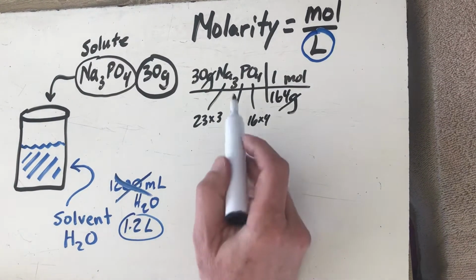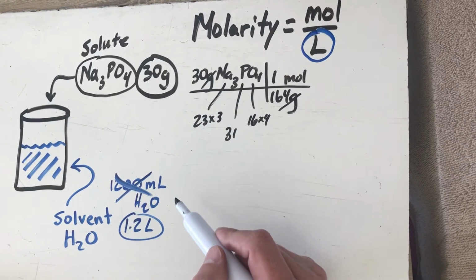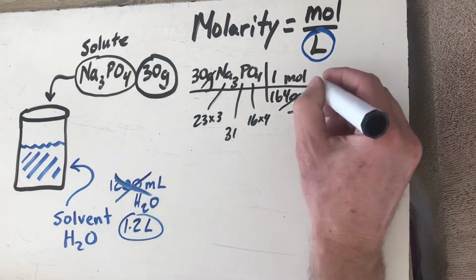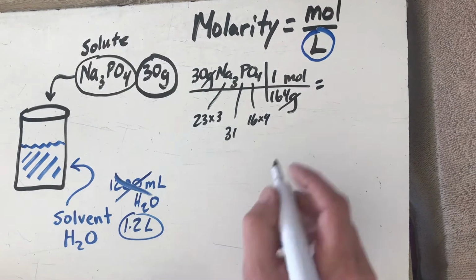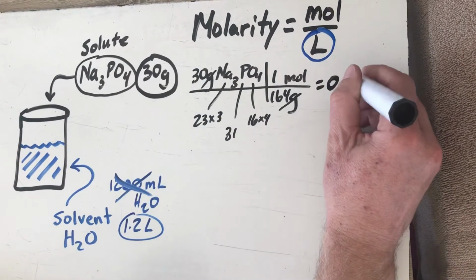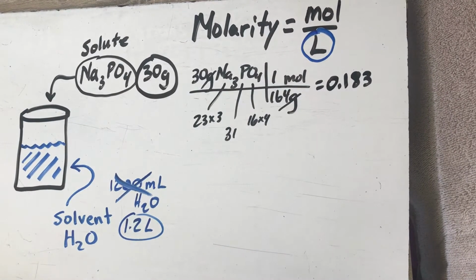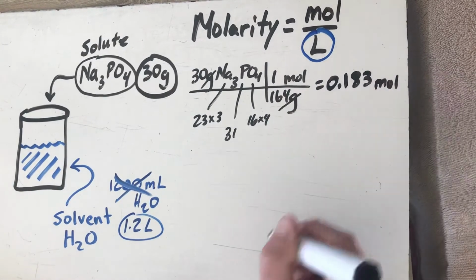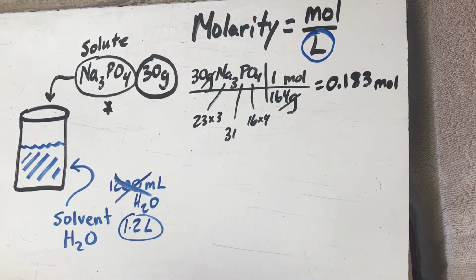Remember, this is like a big fraction. I multiply the numbers on top and I divide by the numbers on the bottom. I'm going to basically take 30 divided by 164, because a 1 doesn't really affect it. When I do that, I'm going to get 0.183, and that's a rounded approximate number. But that right there is not the concentration, that's just the moles. And that happens to be the moles of sodium phosphate. So that's only part of the equation.